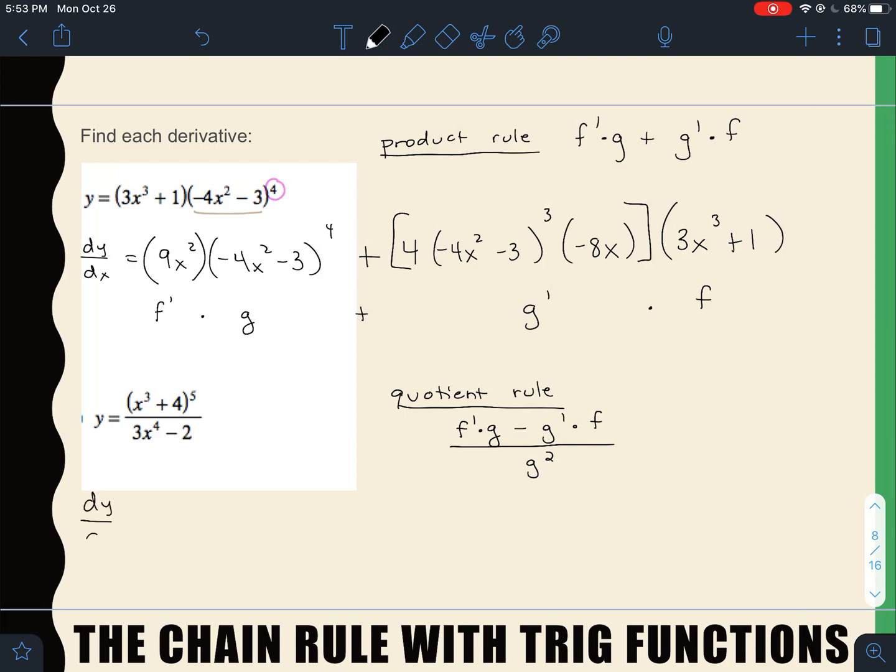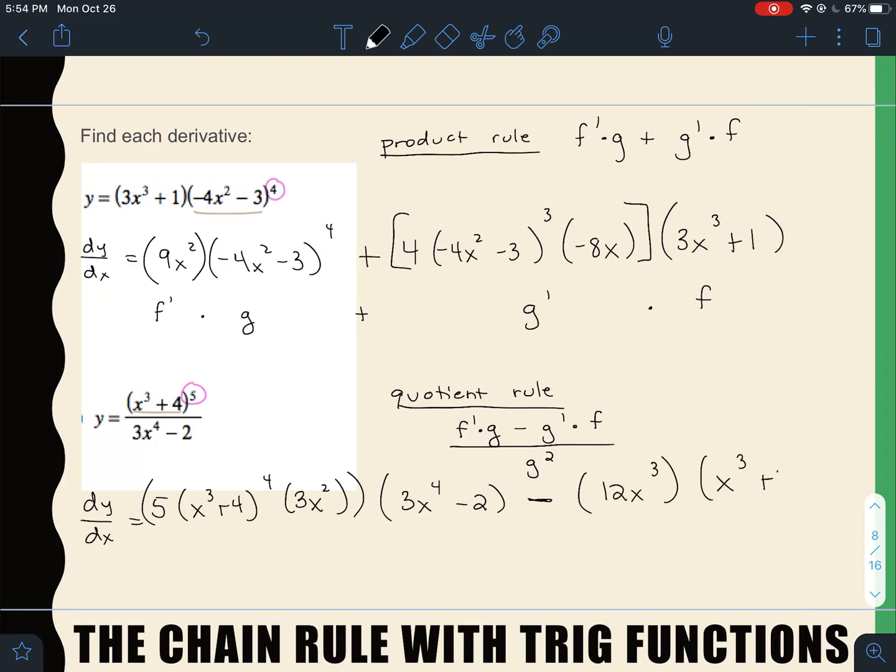So if we're going to do this, the derivative of the top, we're going to have to use chain rule on. So the inside function is x to the 3rd plus 4, and my outside function is to the 5th power. So this is going to be 5 times (x to the 3rd plus 4) to the 4th power times 3x squared. So that's going to be the derivative of the top. Then times the bottom, 3x to the 4th minus 2. Then minus the derivative of the bottom, which is 12x to the 3rd, then times the top, (x to the 3rd plus 4) raised to the 5th power. Then all over the bottom squared, (3x to the 4th minus 2) all squared. And again, I'm just going to leave it like that.